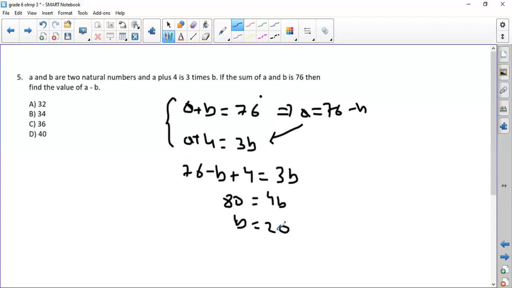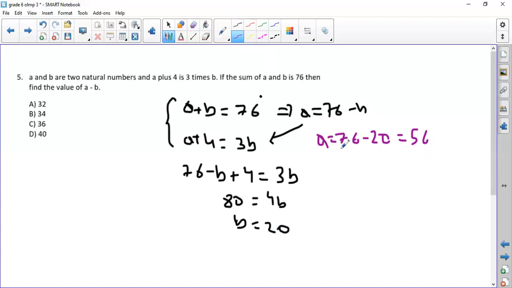B is 20. If B is 20, what is A? Then we can go here and substitute. A will be 76 minus 20, which is equal to 56. Now let's check if it is right or not.